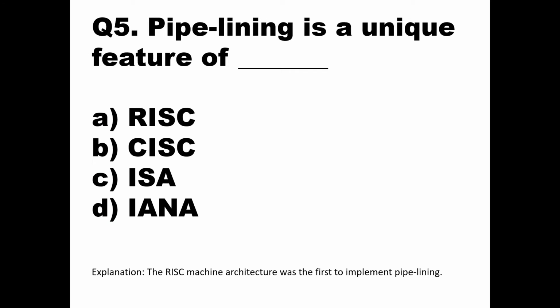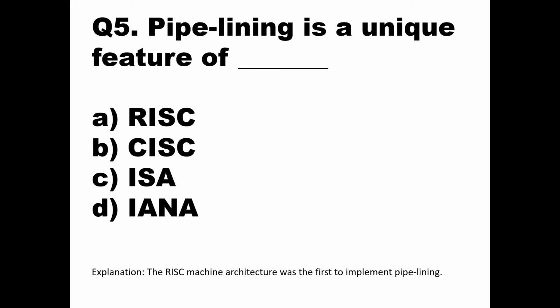Pipelining is a unique feature of. So what does pipelining mean? Pipelining means you are making the instructions stand in a queue, and one by one they will be fetched. That instruction queue is called pipelining. In the queue they will be there, and the pipelining will have a procedure to fetch, to execute, and to write back. So you can have 3-stage pipelining, you can have 5-stage pipelining. In that way pipelining stages can also increase.